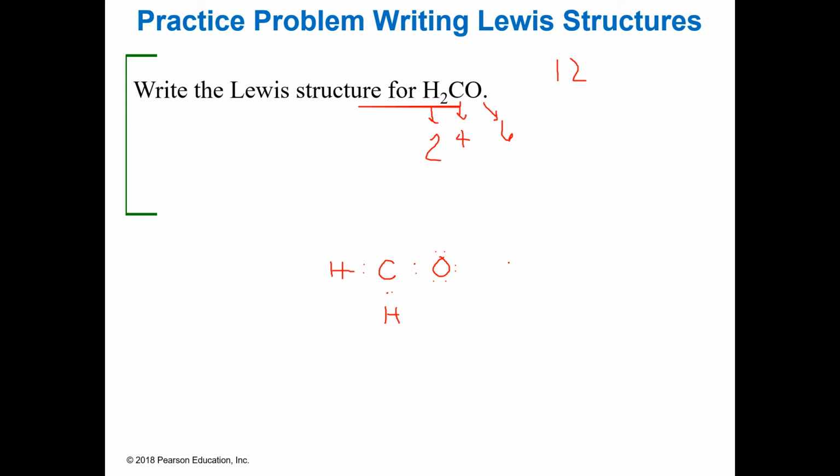Okay. Now we check our central atom. Our central atom only has 6. It needs 8, which means I need to make a multiple bond because I don't have any more. So let's take these and put them here. Again, it doesn't matter which one you take. So then I would have this. So I have 2 pairs of electrons.